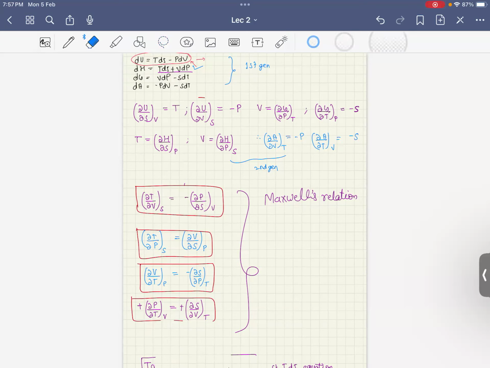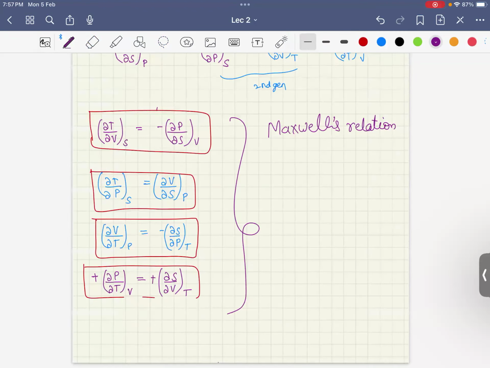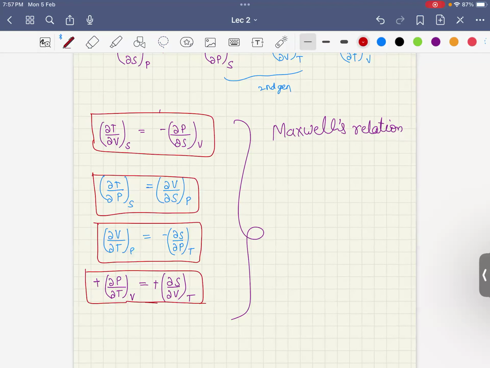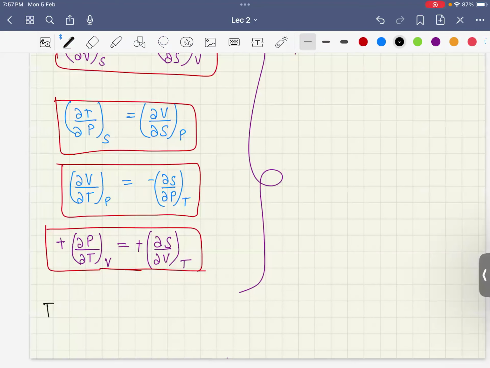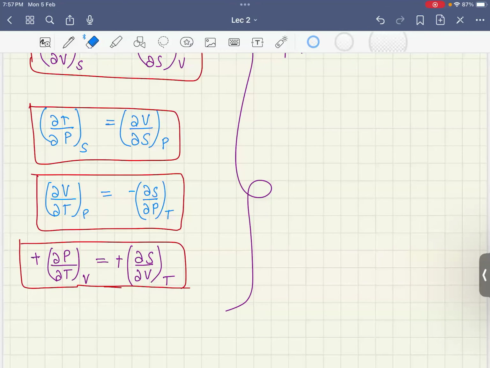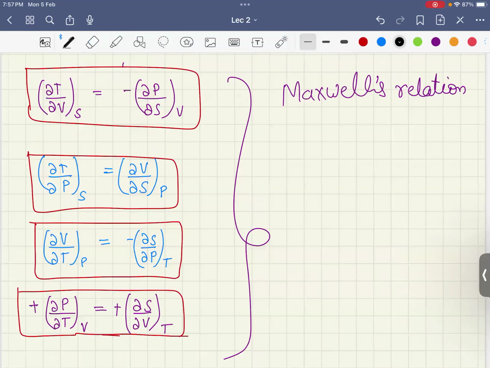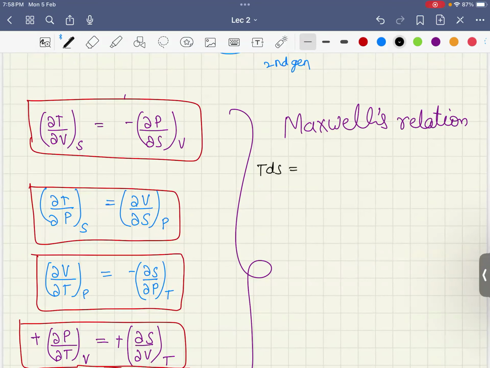I think yes, let me just write this down. What we have is the first TdS equation: TdS equals CvdT plus T into (∂P/∂T) at constant V, dV. So this is the first TdS equation.